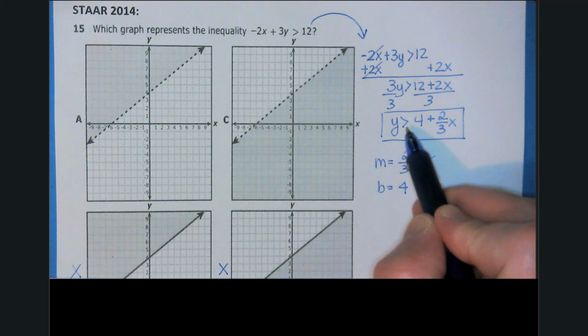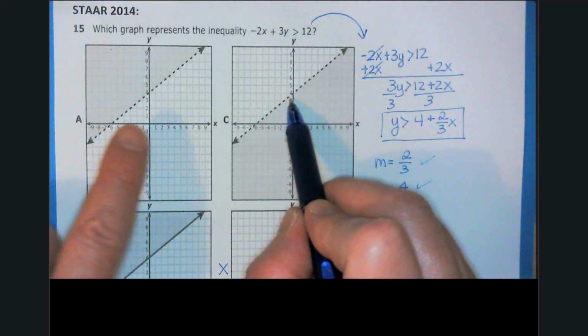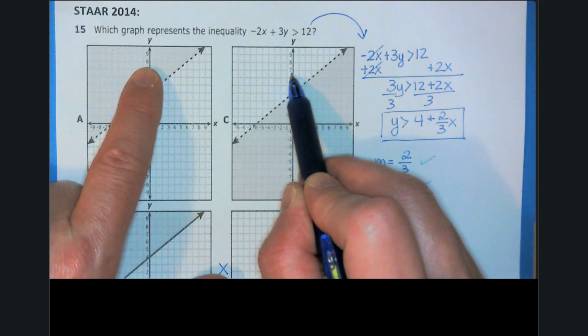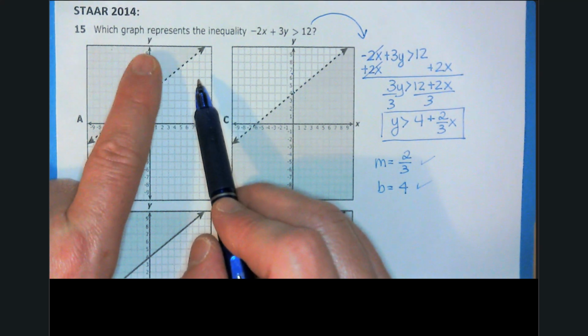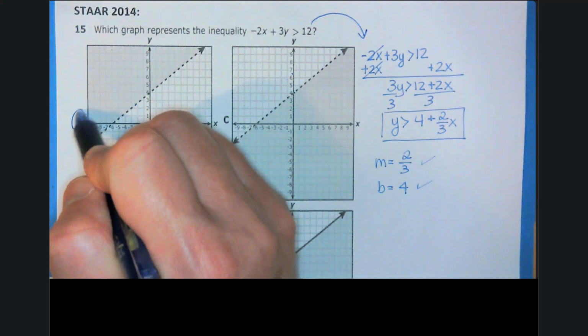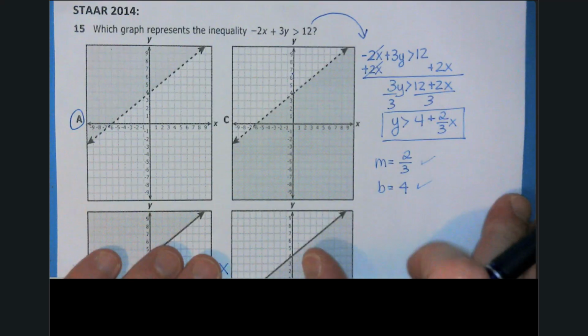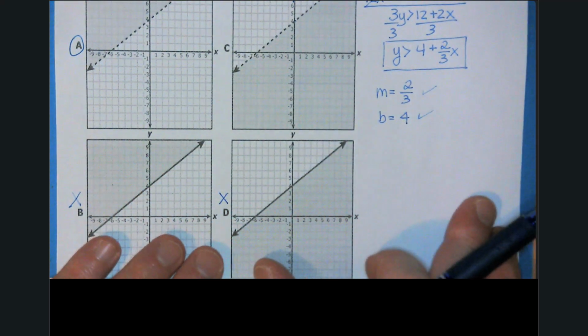The deciding factor is going to be the shading. This is greater than. Here's my elevator. So basically, I'm asking the elevator to go up. And if you notice, the only answer that has shading above is letter A. So with certainty, I know that it's going to be letter A. So there you go.